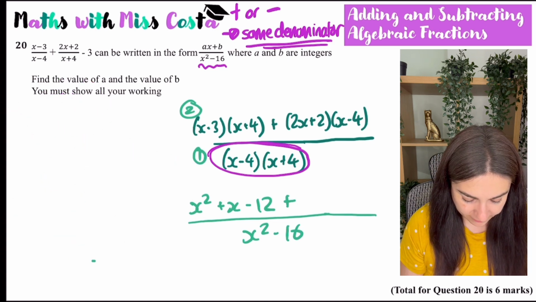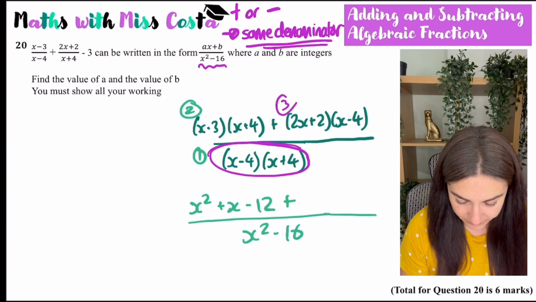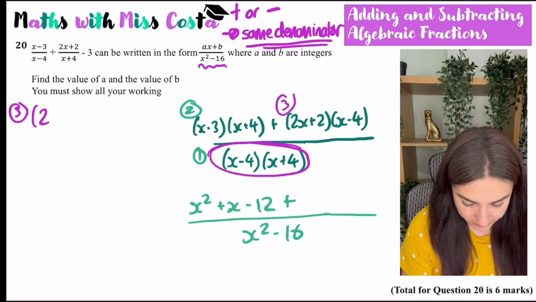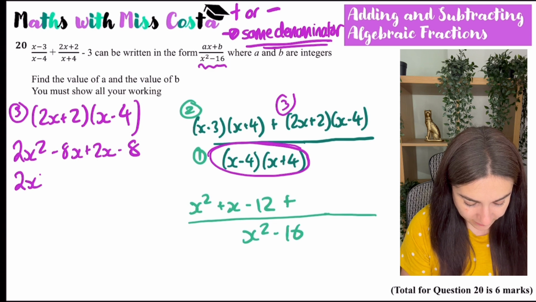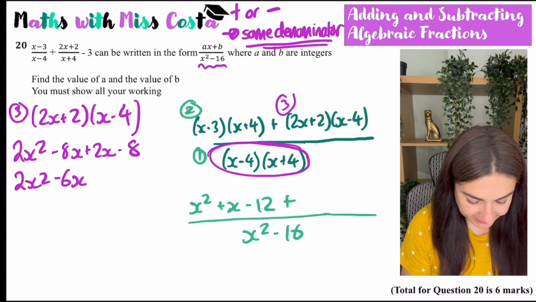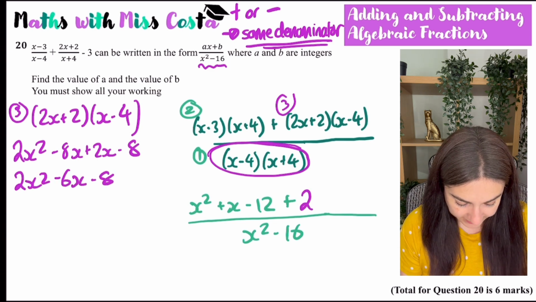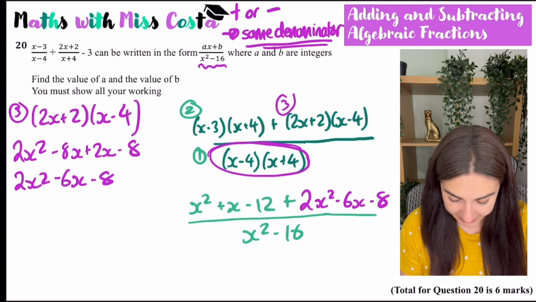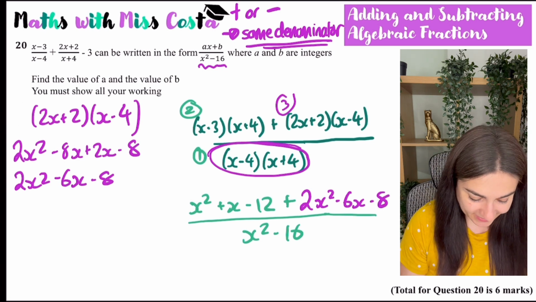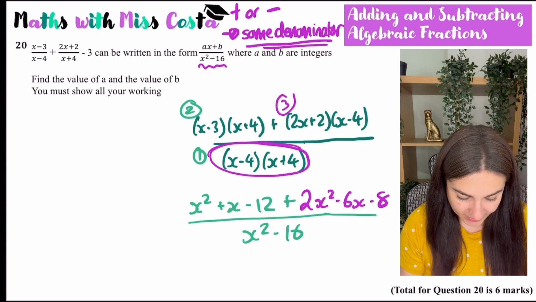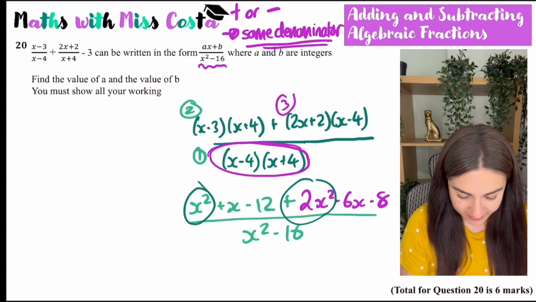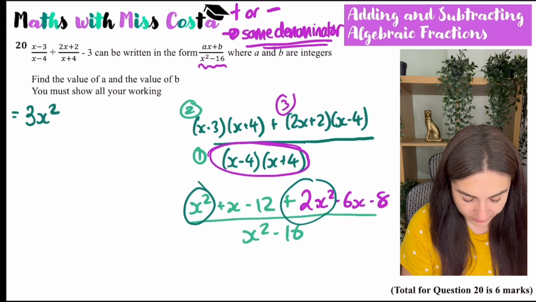Now let's do the working out for the third part, so this part here. 2x plus 2, x minus 4, expand it, that would be 2x squared minus 8x plus 2x minus 8. Simplify, so minus 8 plus 2 is minus 6. So then you've got 2x squared minus 6x minus 8. Now, we can see if we can simplify it. x squared plus 2x squared would give me 3x squared.